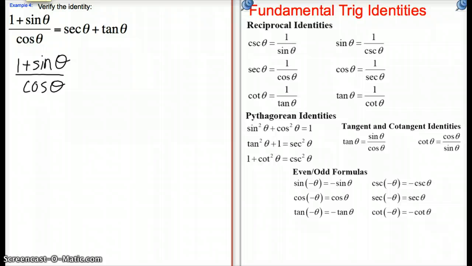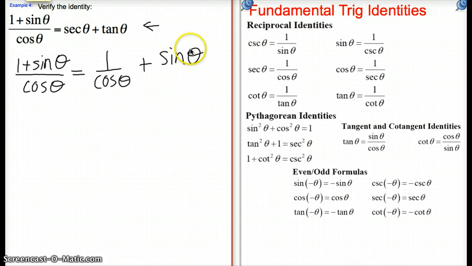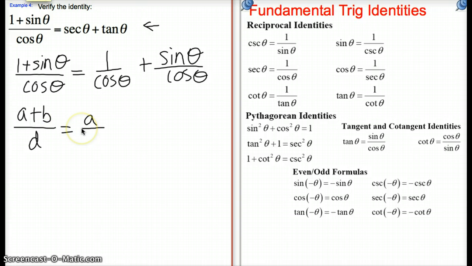So let's see. In the past, I've tried to put things into one fraction, but I notice that this has been separated and it's not all over one common denominator. So I'm thinking maybe I'll separate the two fractions and convert this to an equivalent form of 1 over cosine of theta plus sine of theta over cosine of theta. So I have to know that for fractions, if you have a sum a plus b in the numerator over a denominator like d, that it's equal to the sum of a over d plus b over d. So we need to be strong with our fraction skills in order to solve these problems quickly and efficiently.